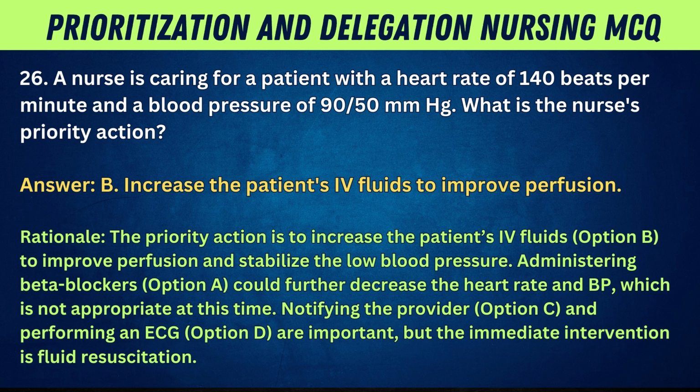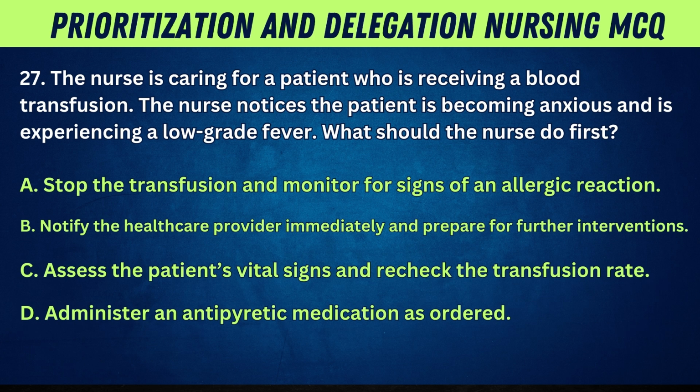Answer. B. Increase the patient's IV fluids to improve perfusion. Rationale. The priority action is to increase the patient's IV fluids, option B, to improve perfusion and stabilize the low blood pressure. Administering beta blockers, option A, could further decrease the heart rate and BP, which is not appropriate at this time. Notifying the provider, option C, and performing an ECG, option D, are important, but the immediate intervention is fluid resuscitation.